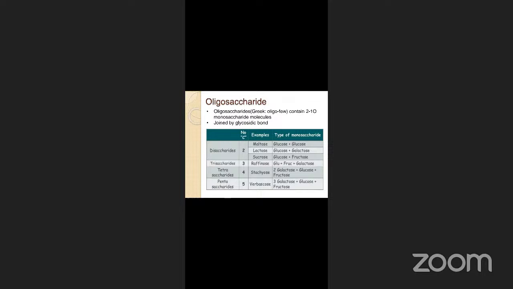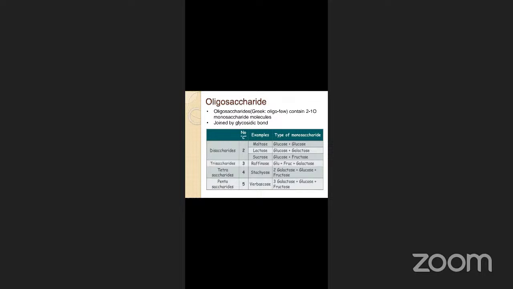If it is made up of 2 monosaccharides, it is called a disaccharide. If made up of 3, trisaccharide. If 4, tetrasaccharide. If 5, pentasaccharide. The disaccharide examples are maltose, lactose, and sucrose. Trisaccharides are raffinose. Tetrasaccharides are stachyose. And pentasaccharides are verbascose.